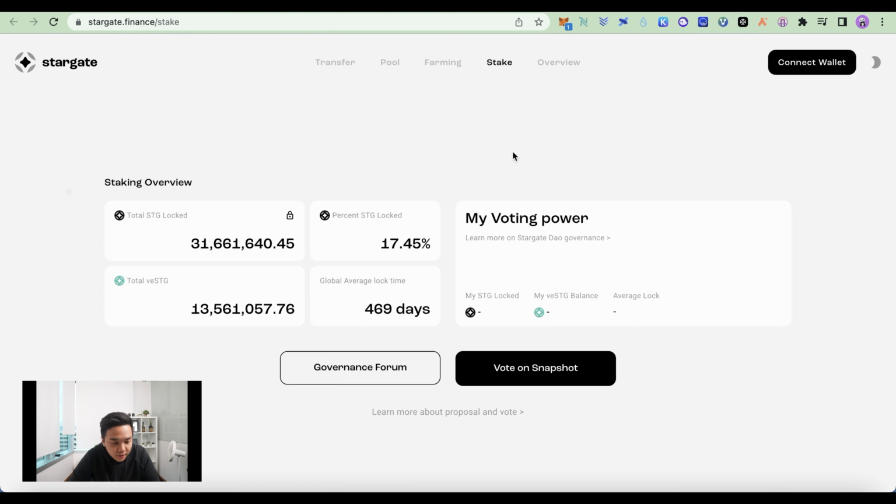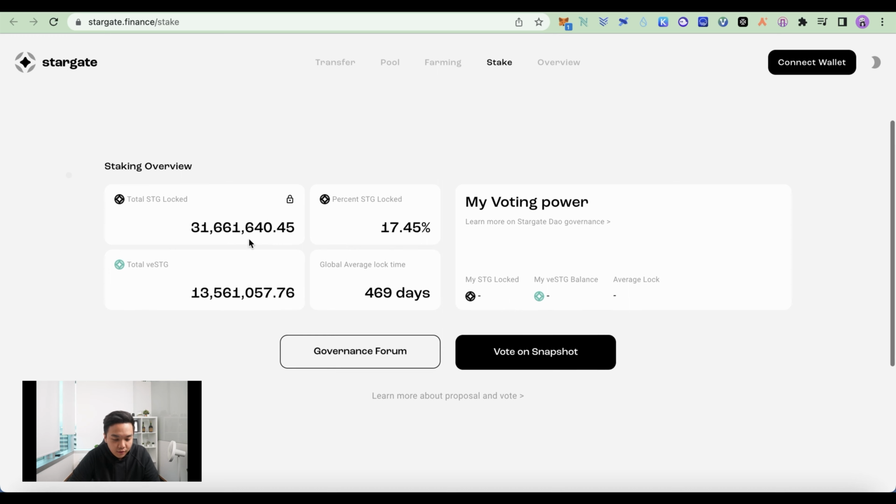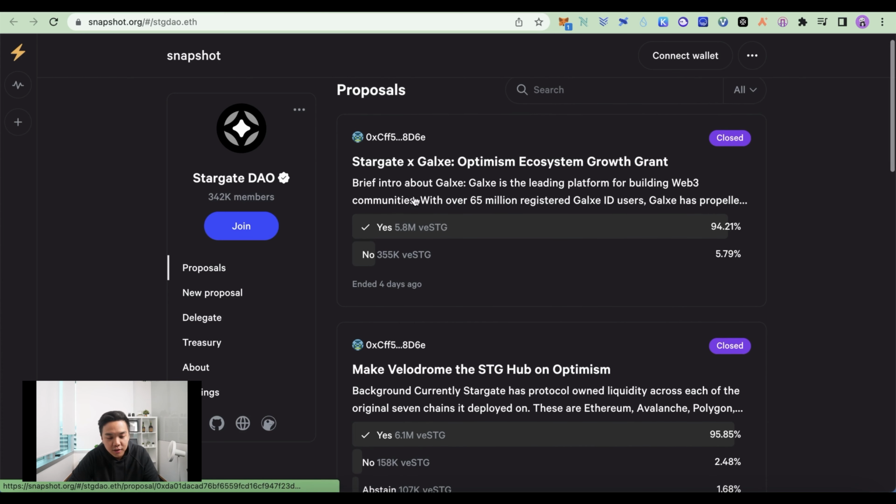So you go to stargate.finance, you connect your MetaMask wallet, and once you have your STG in your wallet, you can stake them on the platform. And for every STG token you stake, you will have voting power corresponding to the Stargate DAO. So if you have voting power, you'll be able to vote on the snapshots. And the snapshots are essentially proposals made by the Stargate DAO themselves.